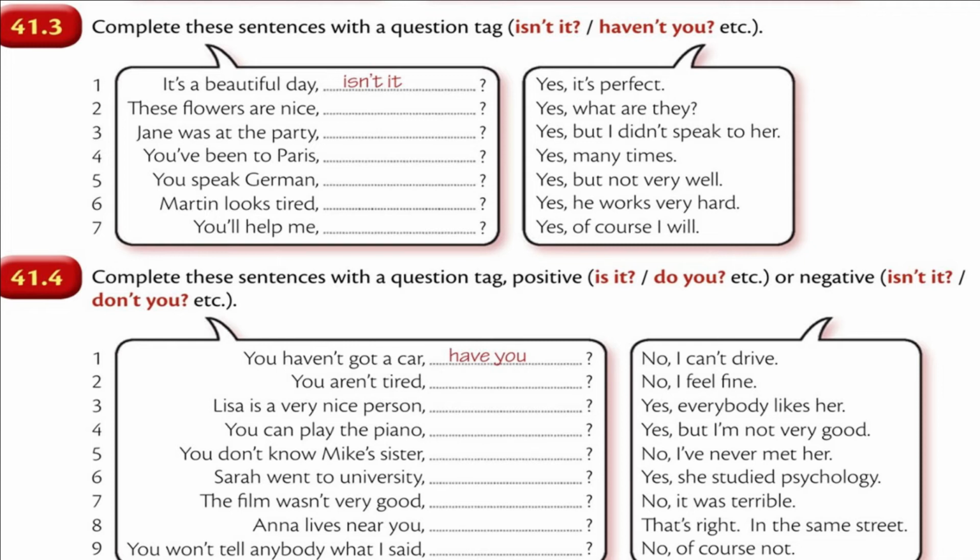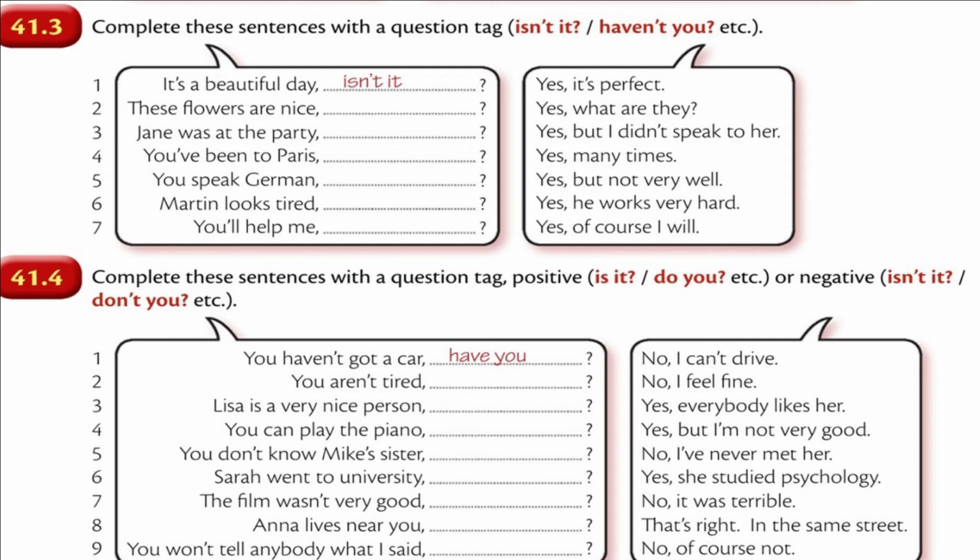Number 3. Jane was at the party. Wasn't she? Yes, but I didn't speak to her. Number 4. You have been to Paris. Haven't you? Yes, many times. Number 5. You speak German. Don't you? Yes, but not very well.